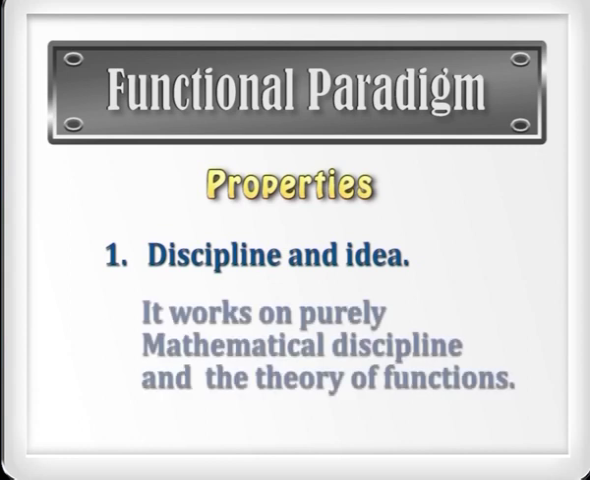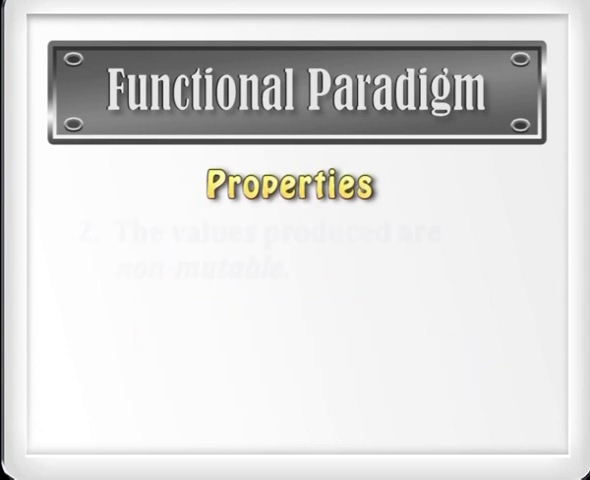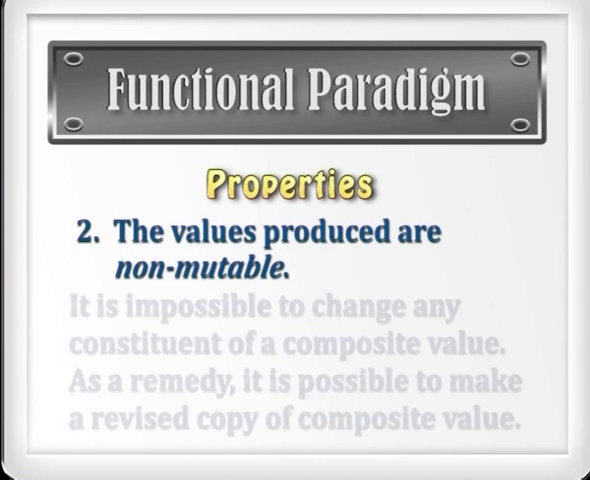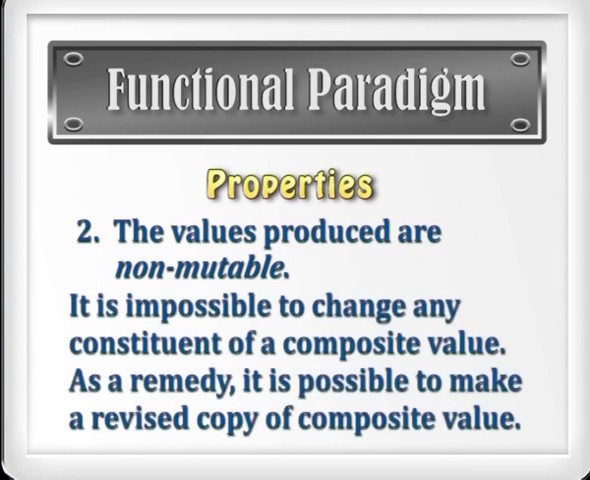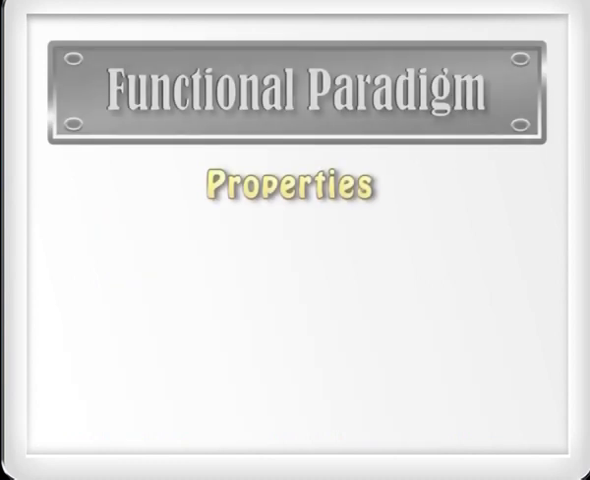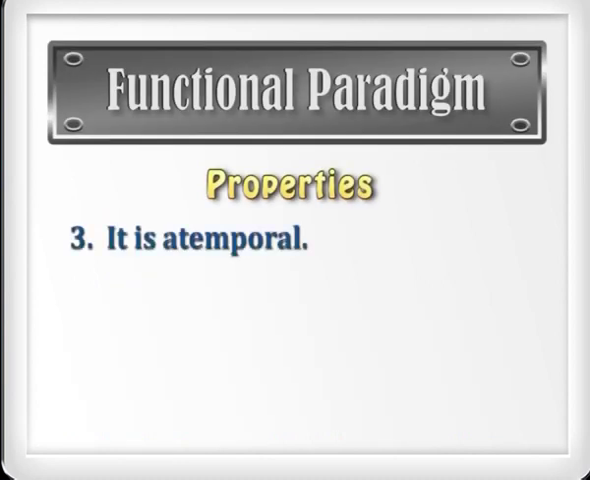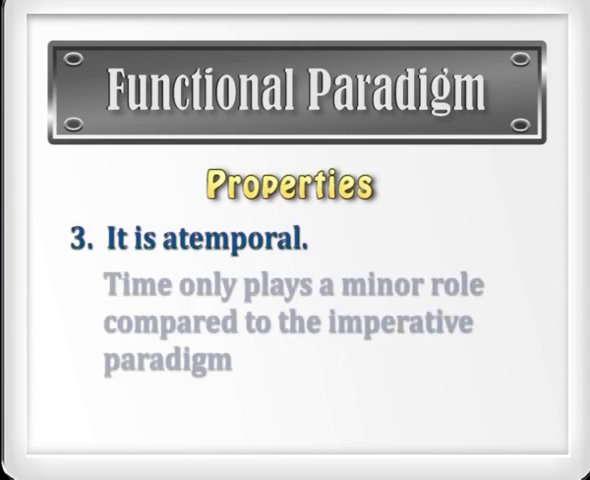It works on purely mathematical discipline and the theory of functions. Second, the values produced are non-mutable, that is, it is impossible to change any constituent of a composite value. As a remedy for this, it is possible to create a revised copy of a composite value. Third, it is atemporal. Time only plays a minor role compared to the imperative paradigm.